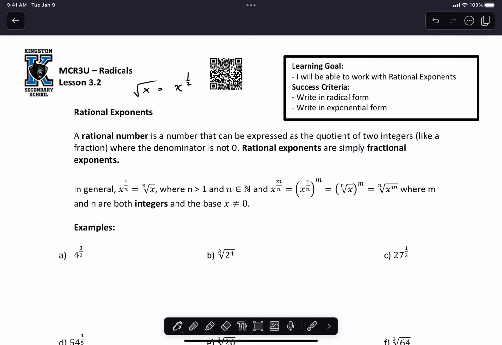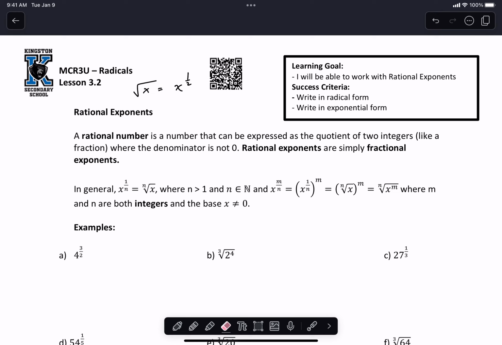So for instance, that square root can be written as x to the power of half, and a rational number is a number that can be expressed as the quotient of two integers, right? So what's an example of something that's not a rational number? Just to refresh you, it would be, by definition, something that can't be represented as a fraction. So give me a number that can't be represented as a fraction.